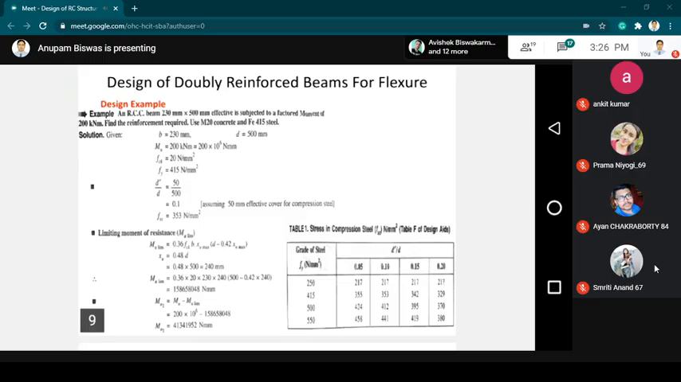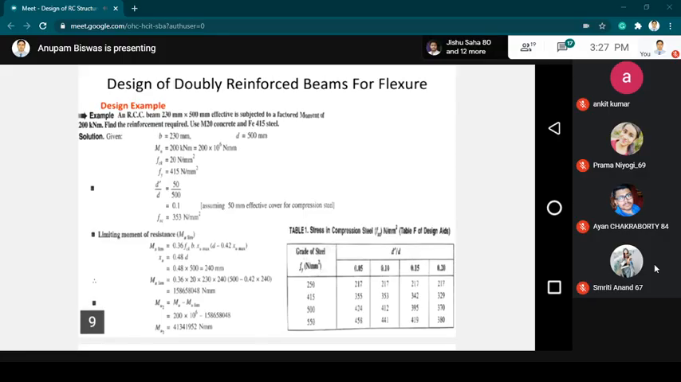Next step is to find the limiting moment of resistance, Mu limit. So this Mu limit is in terms of the singly reinforced beam section. It is the usual formula 0.36 fck b into Xu max into d minus 0.42 Xu max, and the value of Xu max is obtained as 0.48 d in terms of the balanced section. So from here we will get the value of Mu limit, and Mu2 we know it is Mu minus Mu limit. So from the consecutive values we can find out the value of Mu2.